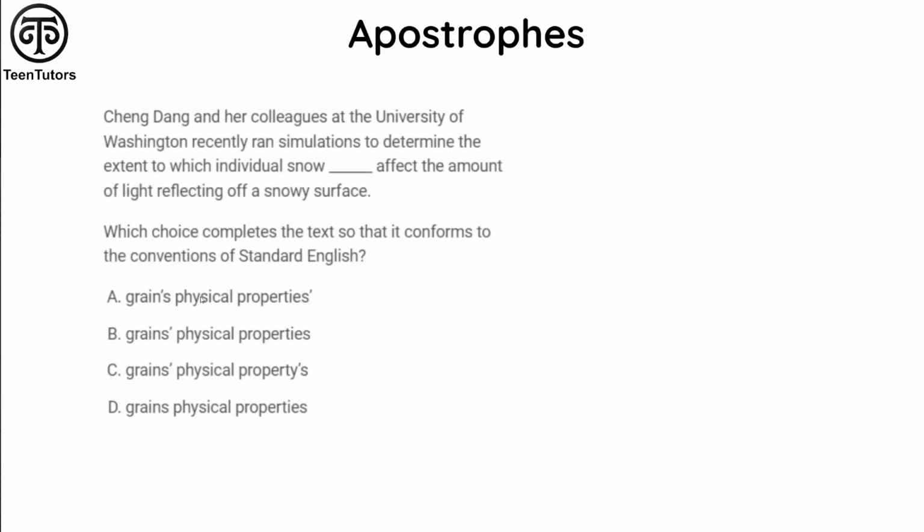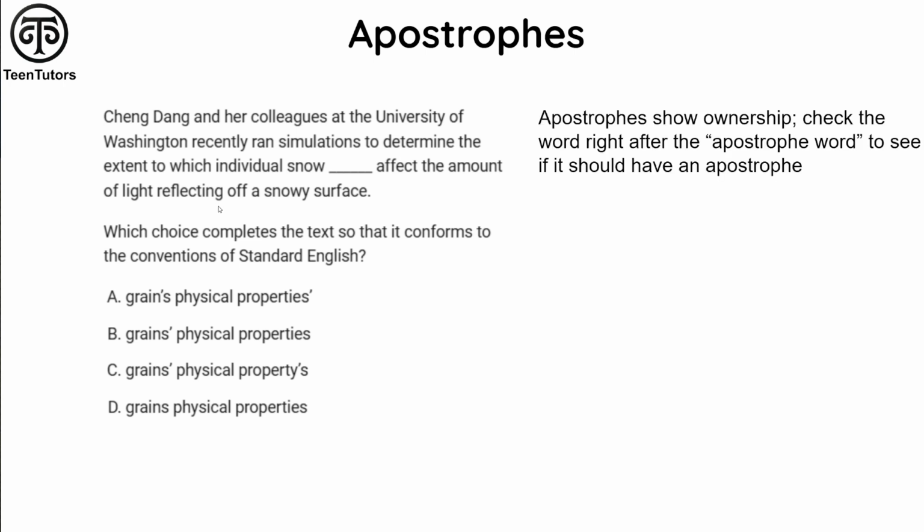So another good example of this would be this question, okay? And so let's take a look again. So remember, again, apostrophes will show ownership. We check the word right after the apostrophe word to see if it should have an apostrophe.